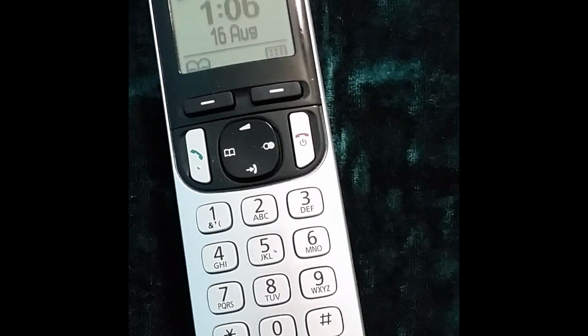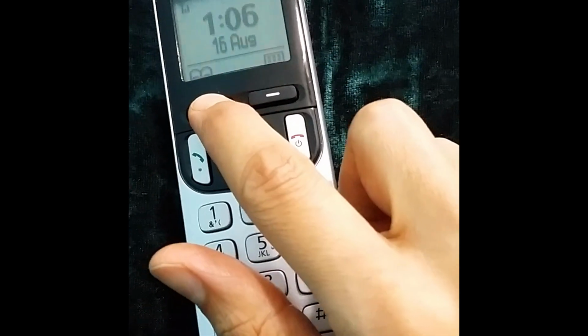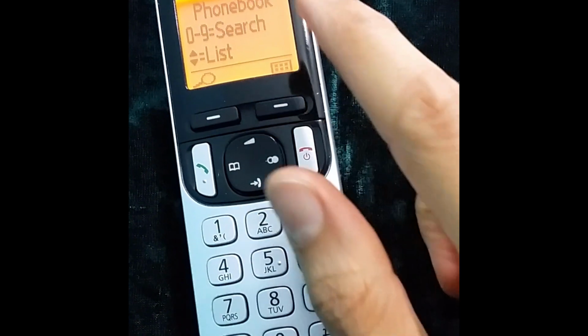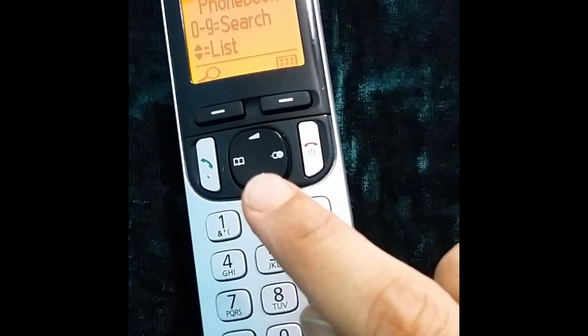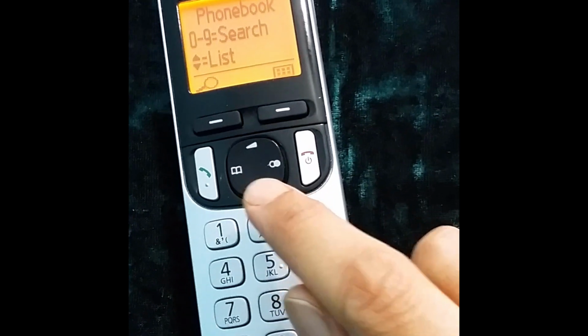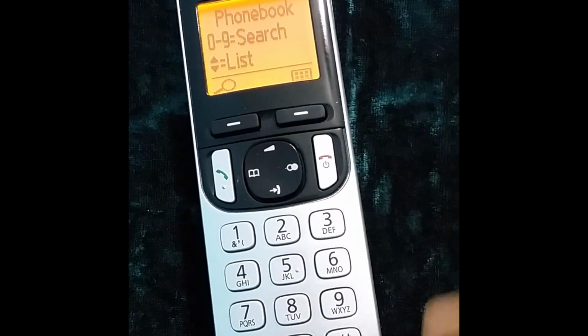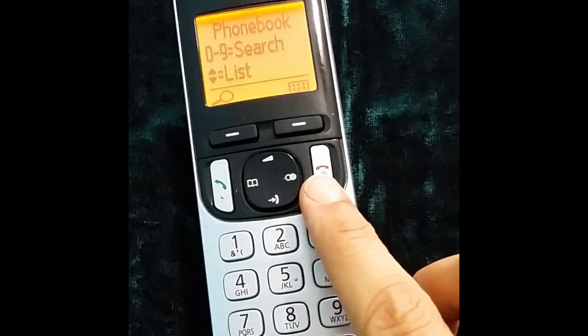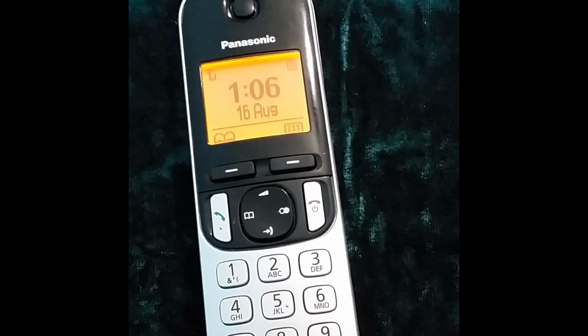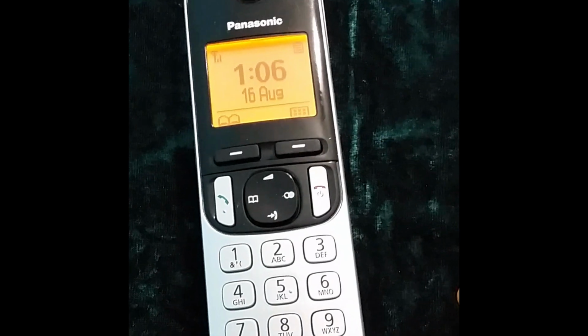And this, if you scroll down, it gives you the list of people who are in your phone book. Okay, phone book. Phone book is where all your numbers will be.